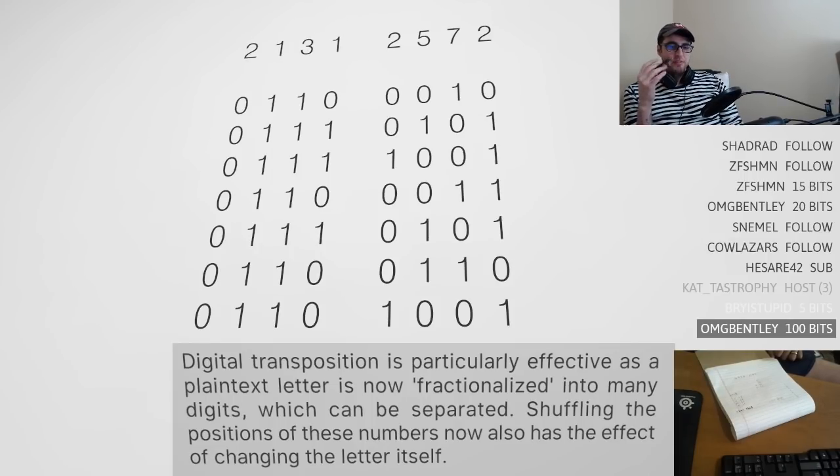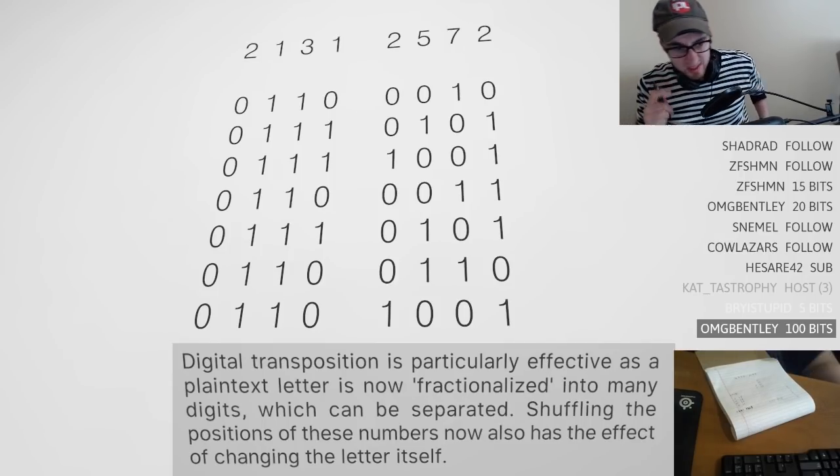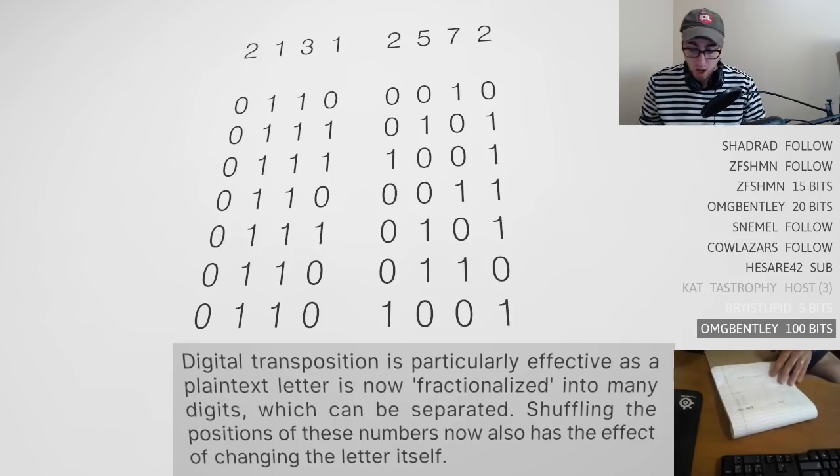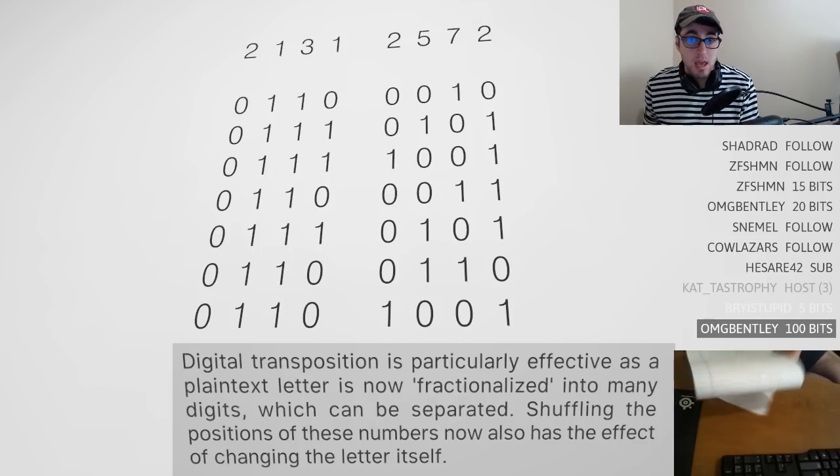Okay, digital transposition is plain text letters that fraction in many digits can be separated. Shuffling. So we're shuffling something. Are we shuffling columns? Oh, maybe.